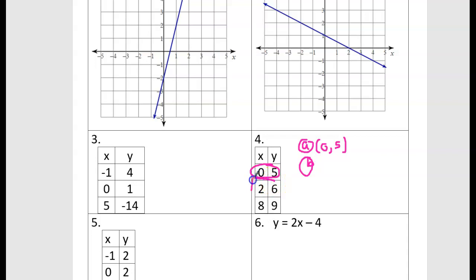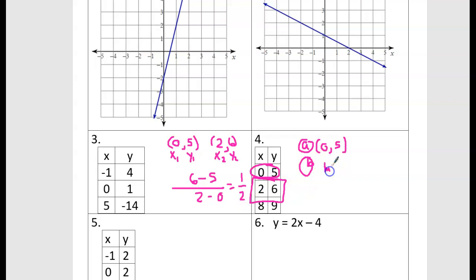To find the slope, you're going to pick any 2 points. It doesn't matter which 2 you pick. I'll go with this point and this point. So we have (0, 5) and (2, 6). We're going to call the first pair x1 and y1, and the second pair x2 and y2. And then we do our y2 minus y1 over x2 minus x1, and we end up with 1/2 as a result. So my slope is a half.